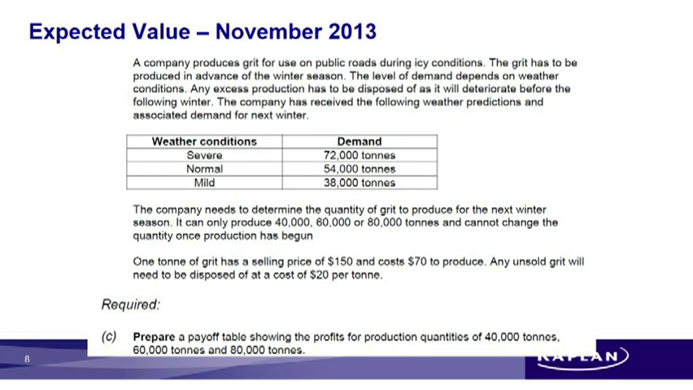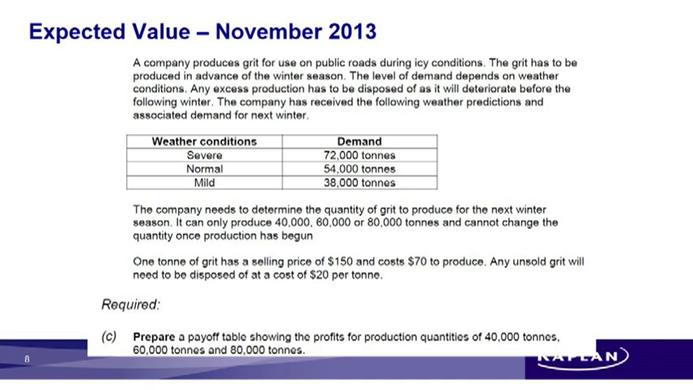Let's read the question first. A company produces grit for use on public roads during icy conditions. The grit has to be produced in advance of the winter season. The level of demand depends on weather conditions. Any excess production has to be disposed of, as it will deteriorate before the following winter. The company has received the following weather predictions and associated demand for next winter. If the weather condition is severe, 72,000 tons of grit will be demanded. If the weather is normal, 54,000 tons of grit will be demanded. And if the conditions are mild, 38,000 tons of grit will be demanded.